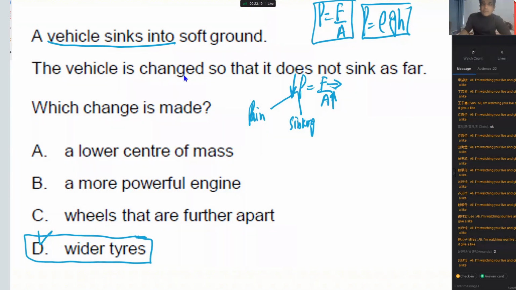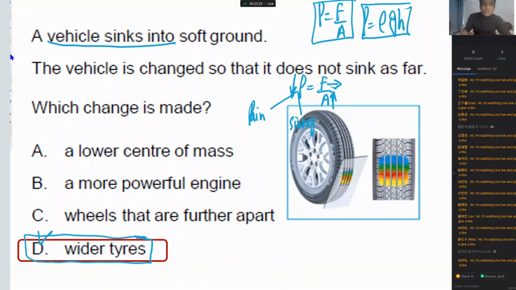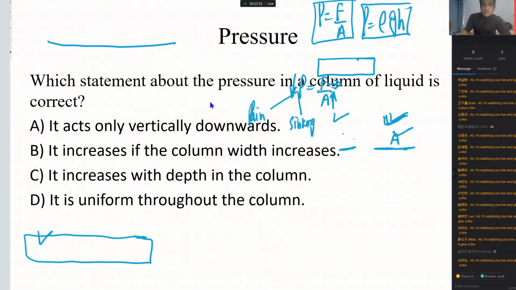Okay, next one please. In this case, you can see we have two different tires. One is this one; you can see this area is narrow, but this area is wider. It means this area is greater than this one. If we don't want the tire to sink into the ground, we have to use this one as compared with this. So the answer for this one is D. Let's move on to the next one.